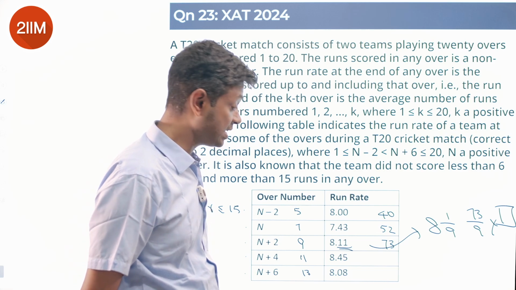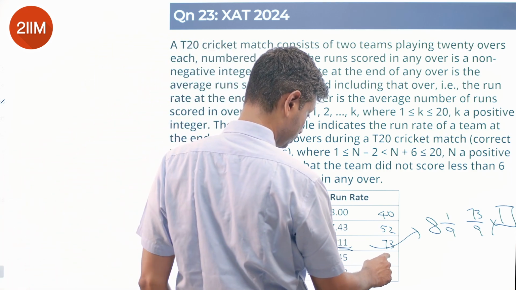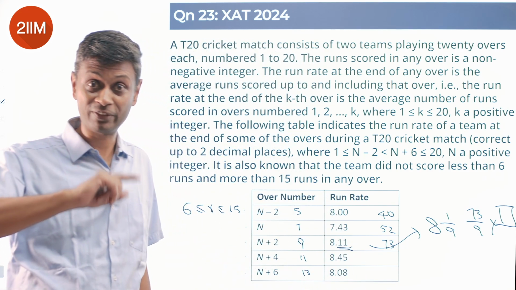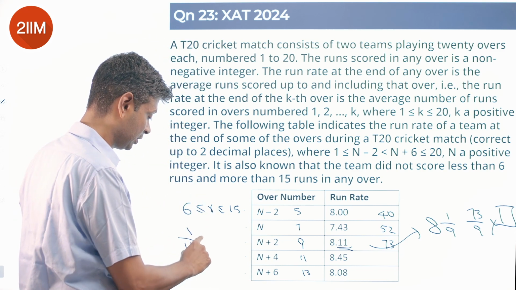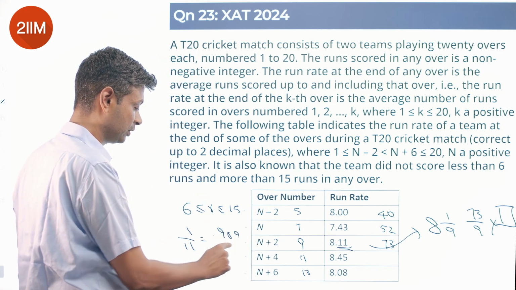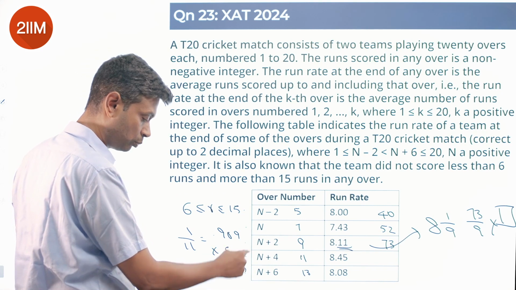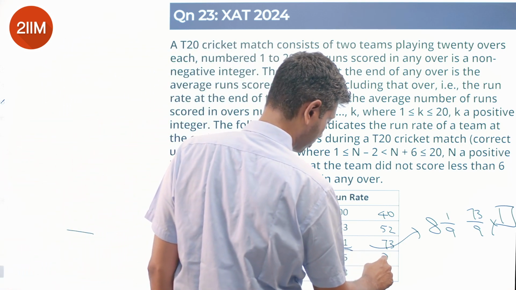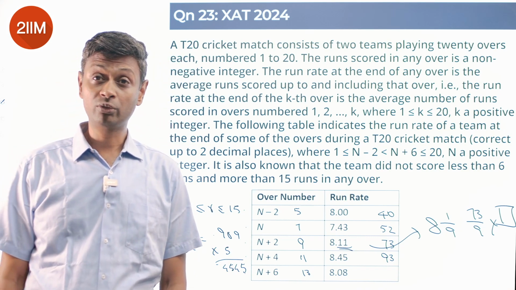11 8s are 88. Plus 4 takes us to 92. No, it is not 4 by 11. It is 5 by 11. Sorry. 9.1 by 11 is 0.909, into 5 is 0.4545. So 0.45 is correct. It is 5 by 11. 88 plus 5, 93. I messed up my math. 93 is correct. 13 into 8 is 104.